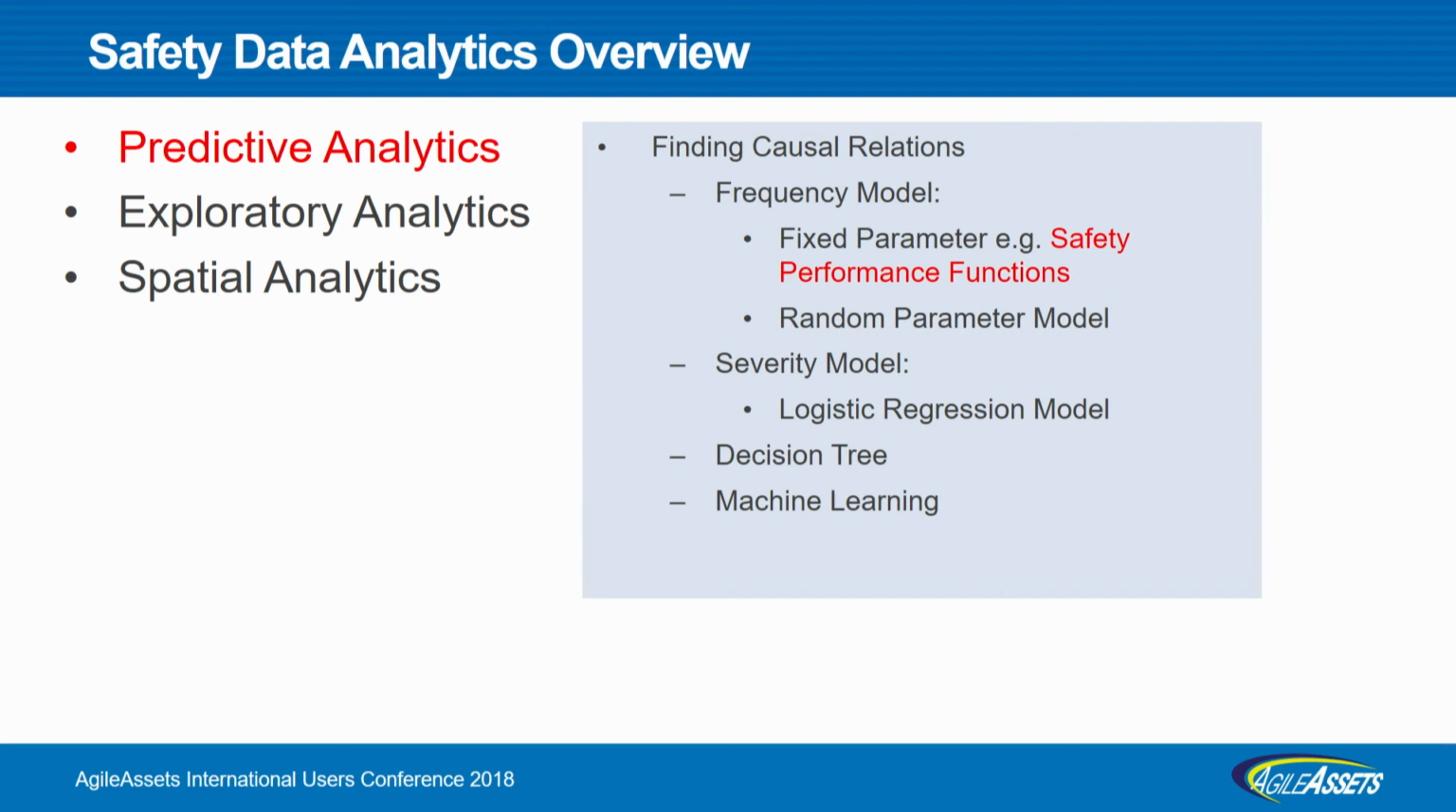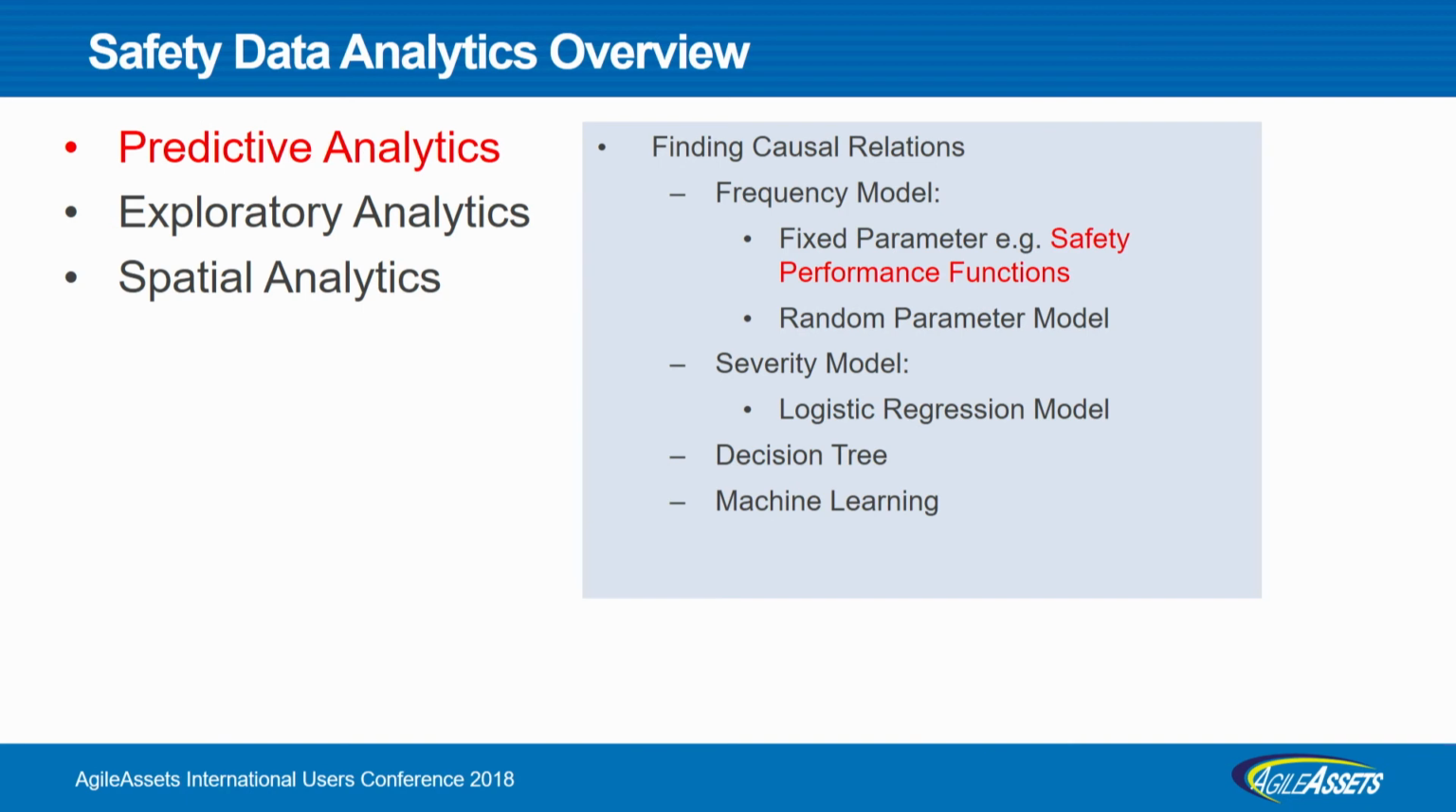We have the traditional models. We have the frequency model that deals with the number of crashes that are happening, and the other one is the severity model. In the frequency model, generally we have two different things. We have the fixed parameter model. Most of the safety performance functions that we have use a fixed parameter model, and it has a negative binomial distribution. We also have something called the random parameter model.